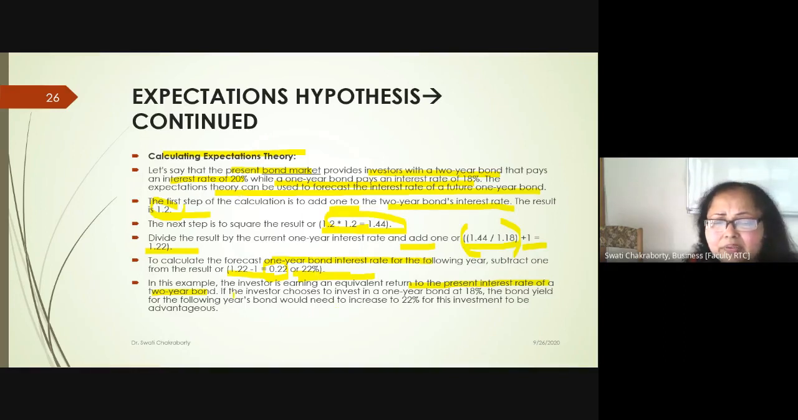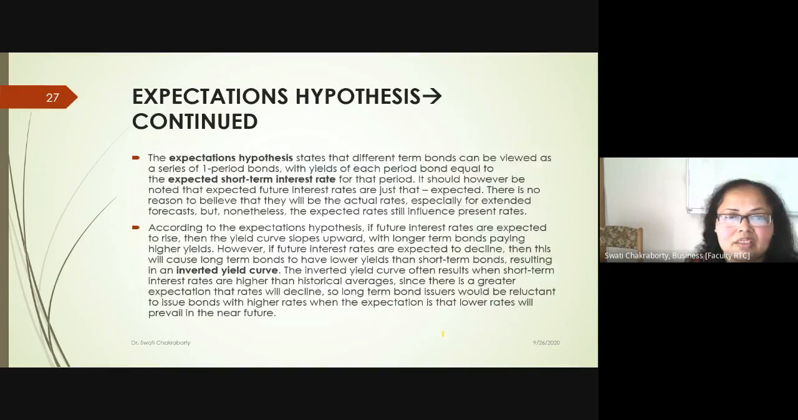So if the investor chooses to invest in a 1 year bond at 18%, what will happen? The next year, the interest rate on a 1 year bond would increase to 22%. So it is always advantageous to go for this type of investment rather than a long-term interest investment.